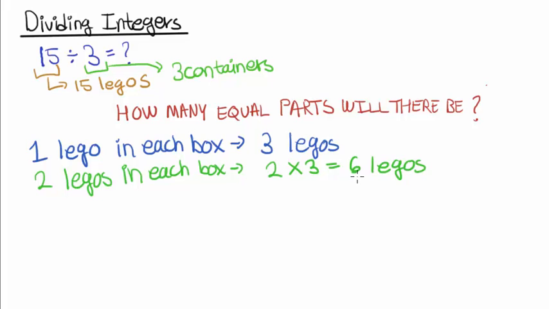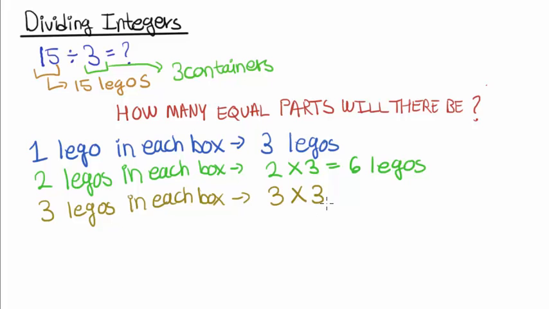And since you already know that 2 times 3 is equal to 6, I'll have 6 Legos in total. Now this doesn't work out either because 6 is not the same as the 15 Legos that I started off with. So let's try 3. So if I have 3 Legos in each box, how many Legos will I have in total? So I'll have 3 Legos that go in each one of the containers. I multiply it by the number of containers I have, that is 3. And so I'll have 9 Legos. And since 9 is not the same as 15 either, that doesn't work out either.